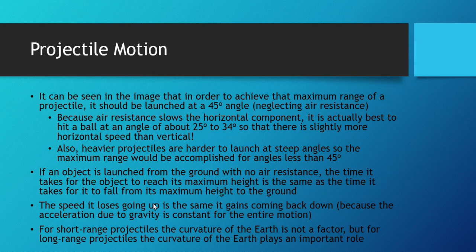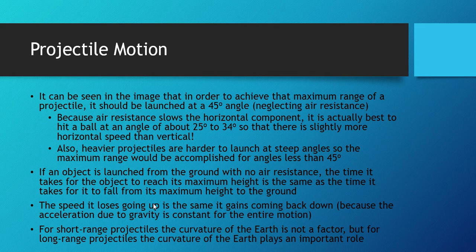If we were to launch an object straight up from the ground with no air resistance, the time that it takes for that object to reach the maximum height of its flight is the same amount of time it takes for it to fall from that height to the ground. This is because the acceleration due to gravity is constant. As soon as you release it, gravity is pulling it down with a constant force. And that constant force turns it around in the first amount of time and allows it to fall in the second amount of time. But those two times are equal.